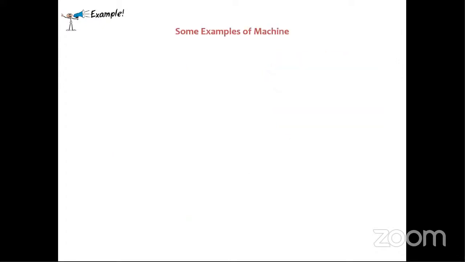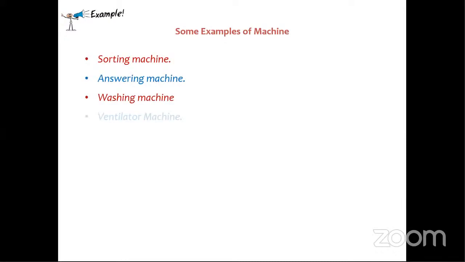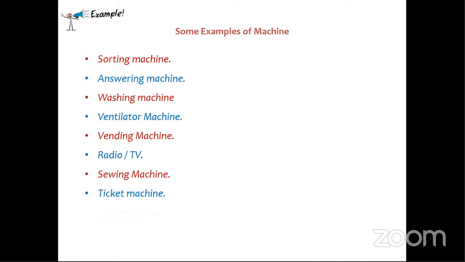Then some examples of machines. Again, Mr. X comes with the machine examples. He will say sorting machine, answering machine, washing machine, vending machine, ventilator machine, radio, TV, sewing machine, ticket machine, editing machine. All these are nothing but machines. But can we make some change in these, so that students will get more familiar and start participating with us in the class? That we need to see.